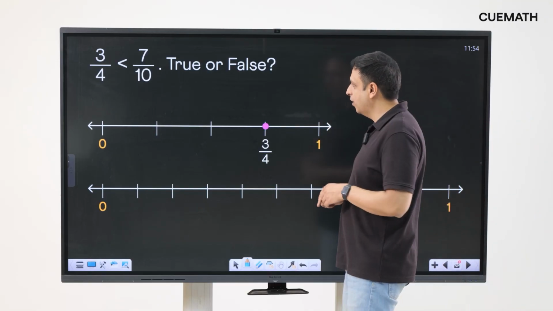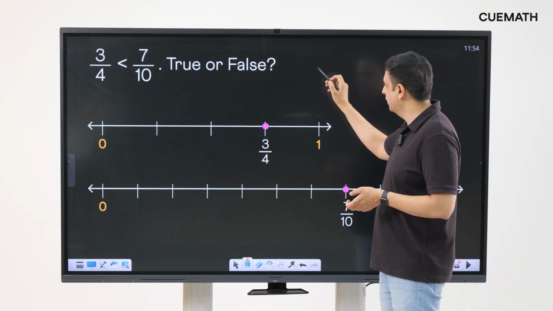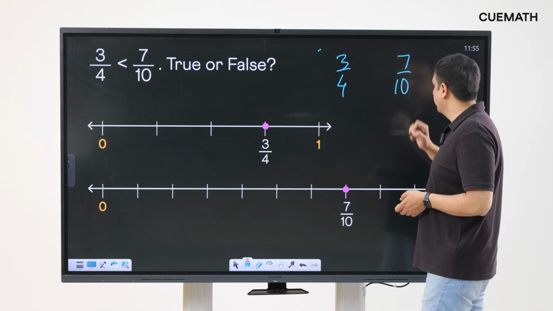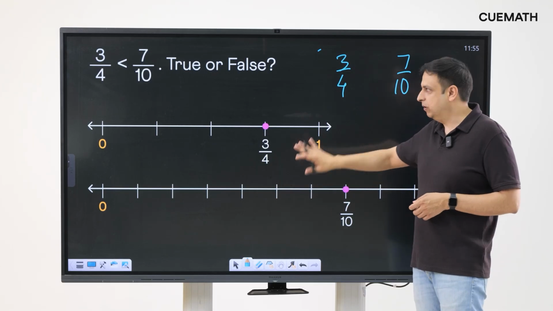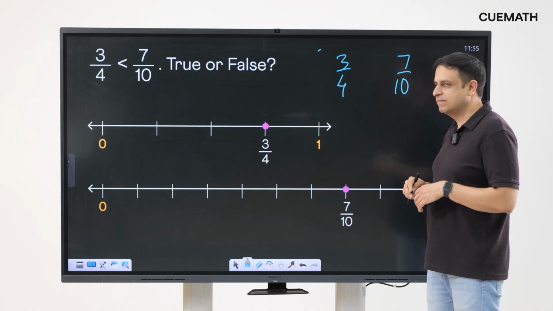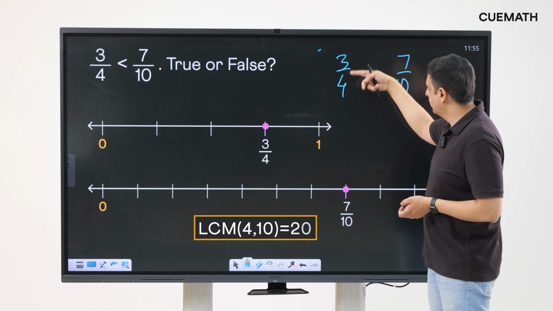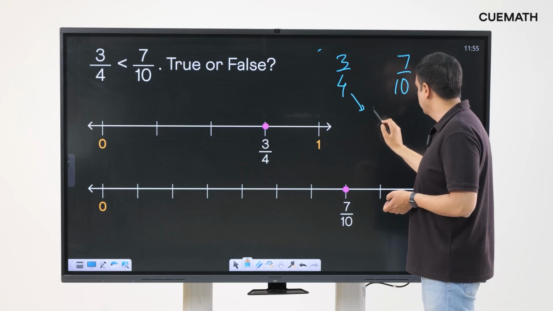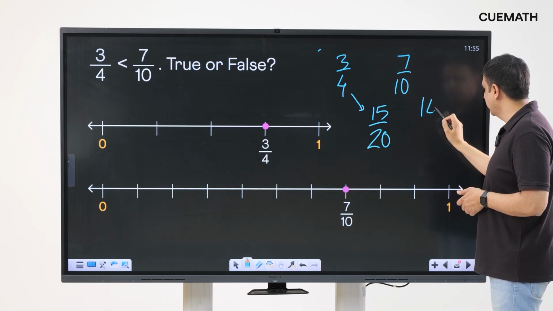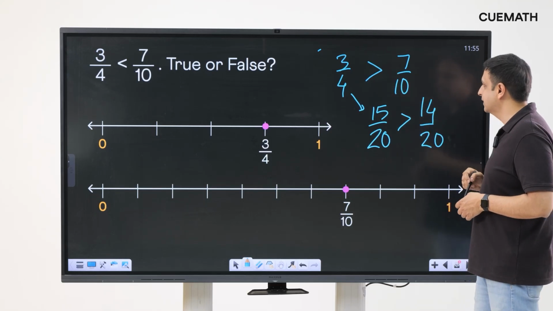Well, let's first do the comparison of the two fractions by writing them as equivalent fractions with the same denominator. So 3 over 4 and 7 over 10. We have to compare these two fractions. So let's not look at the number line for now and just compare these two fractions by converting them into equivalent fractions. So 4 and 10, the lowest common multiple is 20. So we get to 20 by multiplying above and below by 5. So this gives me 15 over 20, and here we multiply above and below by 2. So this gives me 14 over 20. So this is actually greater than this, or 3 over 4 is actually greater than 7 over 10.